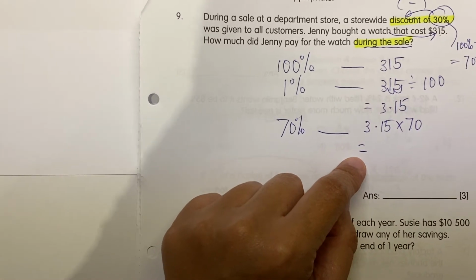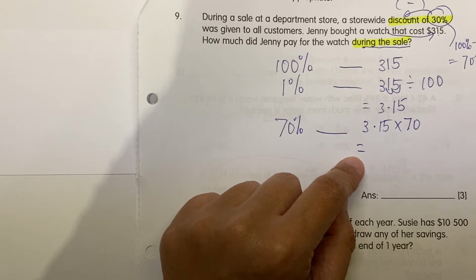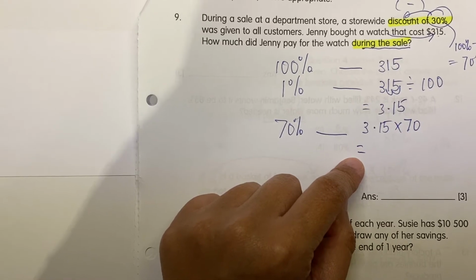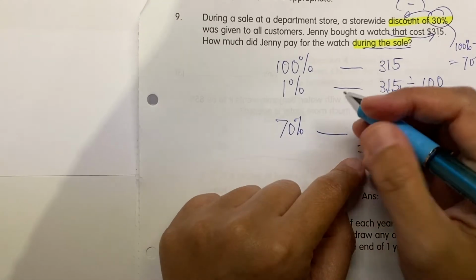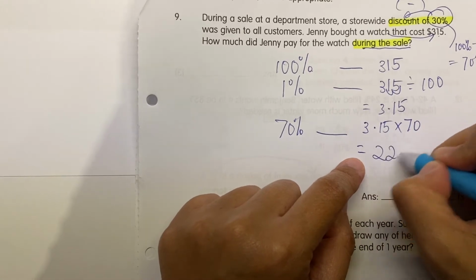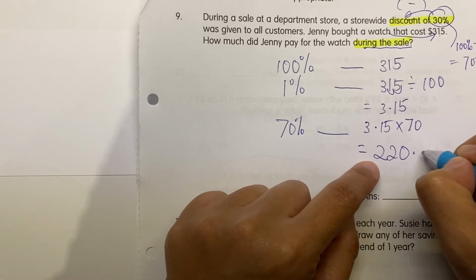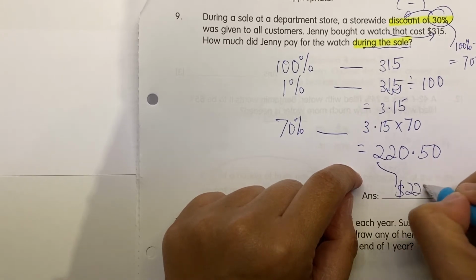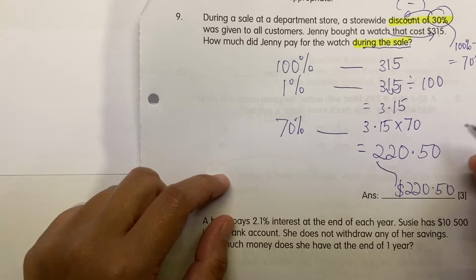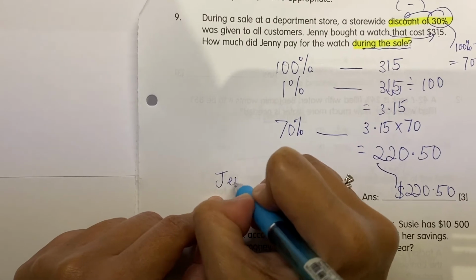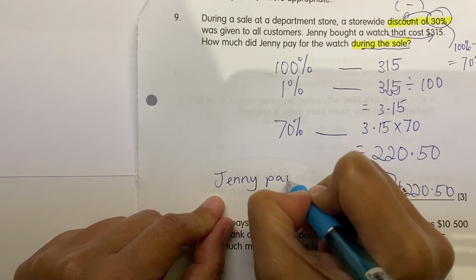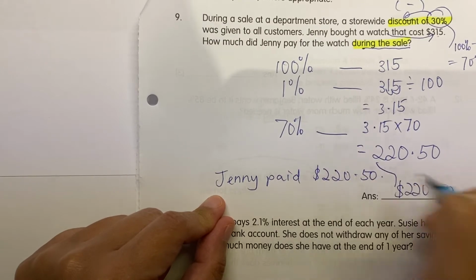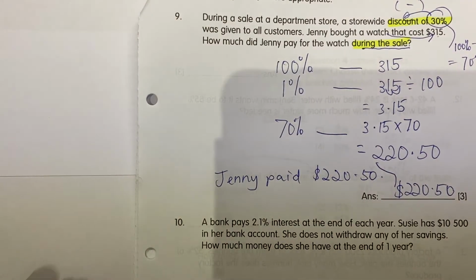So how much did she pay for the watch after the discount? That is $220.50. So how much did Jenny pay? Jenny paid $220.50. Is everybody okay?